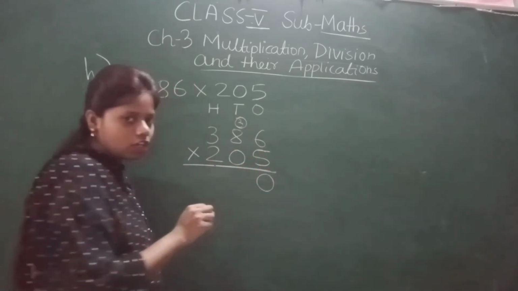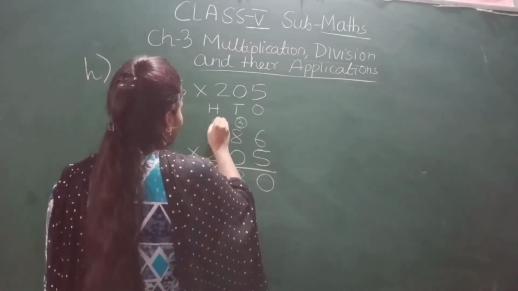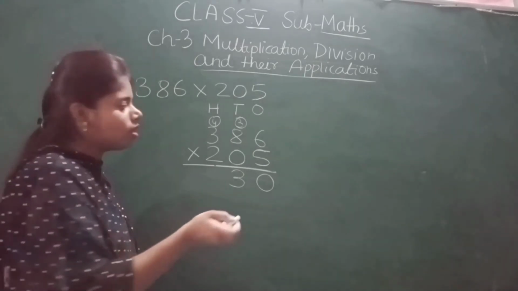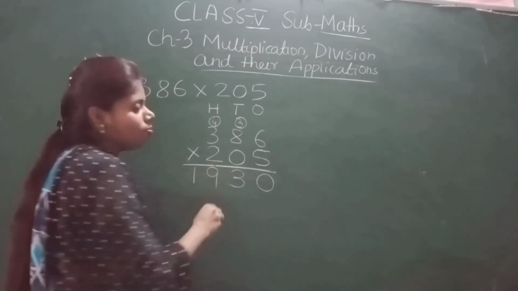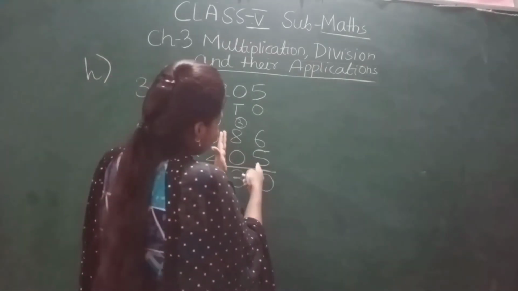Now 5 8s are 40. 40 plus 3 is how much? 43. 3 we will write here, 4 we will give carry. 5 3s are 15. 15 plus 4 is how much? 19.